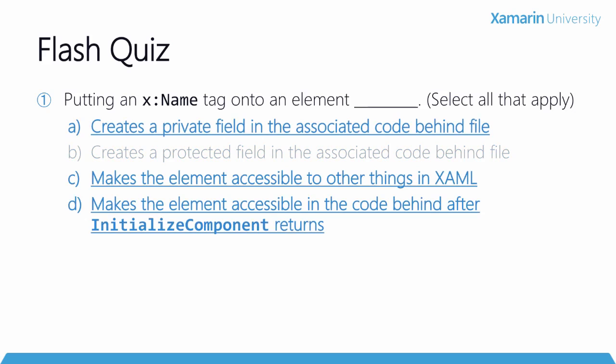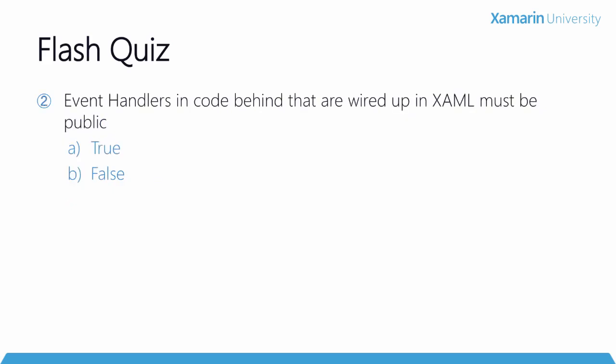The x:Name will create a private field in the code behind, makes the element accessible to other things in XAML, which we'll see in the data binding class, and makes the element accessible in your code behind after the InitializeComponent. Question 2. Event handlers in code behind that are wired up in XAML must be public. Is that true or false? That's false. The event handlers can be any scope that you want.